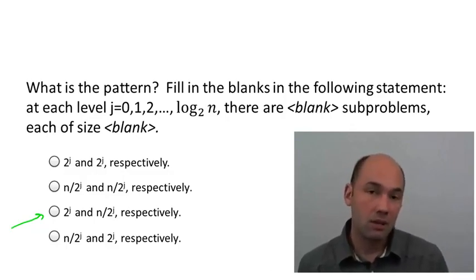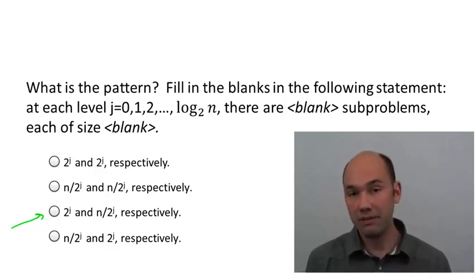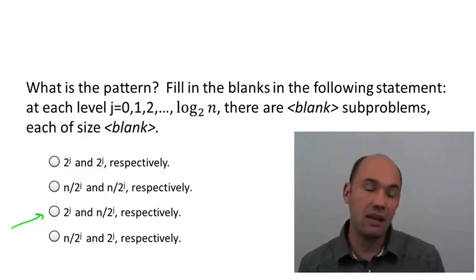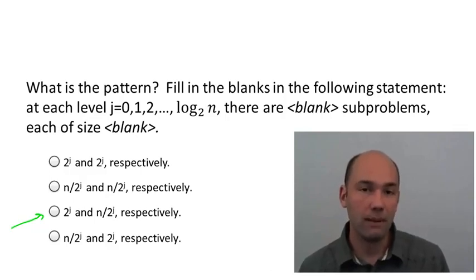On the other hand, by a similar argument, the input size is halving each time. With each recursive call, you pass it half of the input that you were given. So at each level of the recursion tree, we're seeing half of the input size of the previous level. So after j levels, since we started with an input size of n, each subproblem will be operating on an array of length n over 2 to the j.